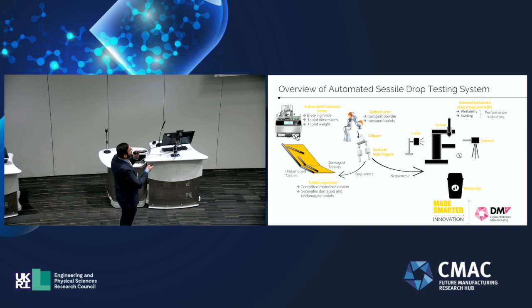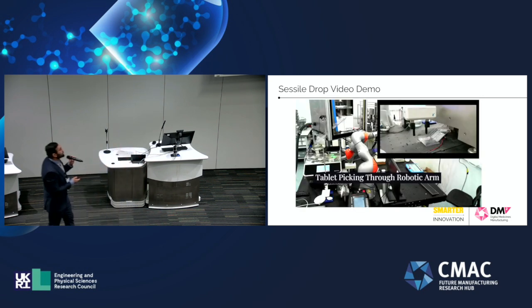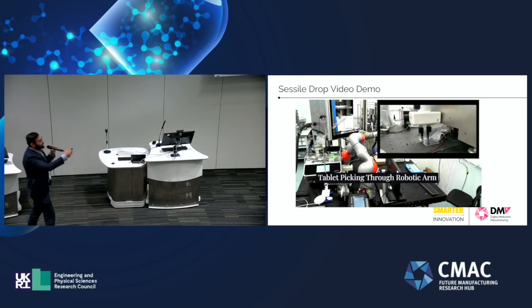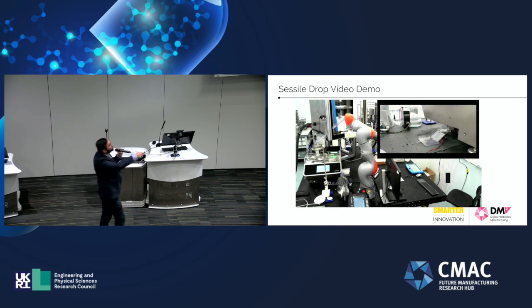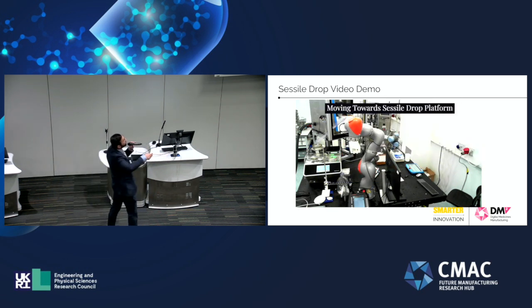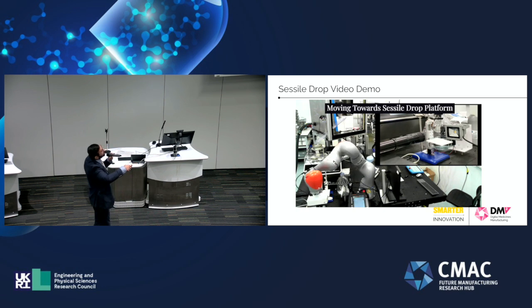Once we are done with that testing, again we use this robotic arm to move the tablet into a waste bin. So that's, again, a very short video that shows how the tablet arrives in the small tablet separator and how the robotic arm picks it up to move it onto this automated Cecil drop platform.